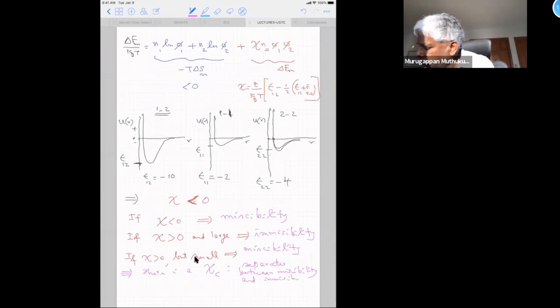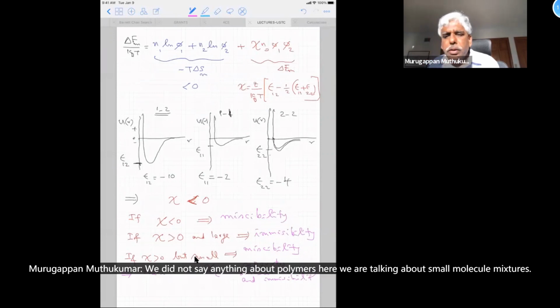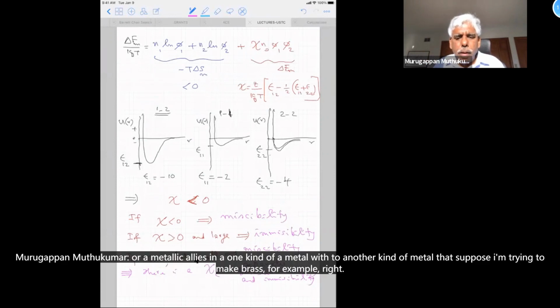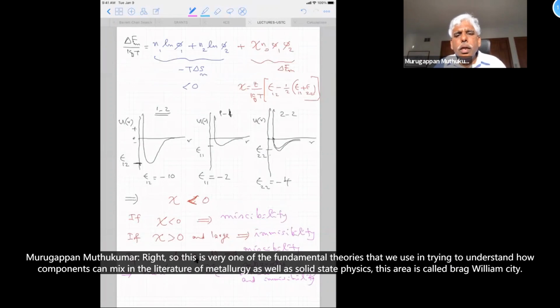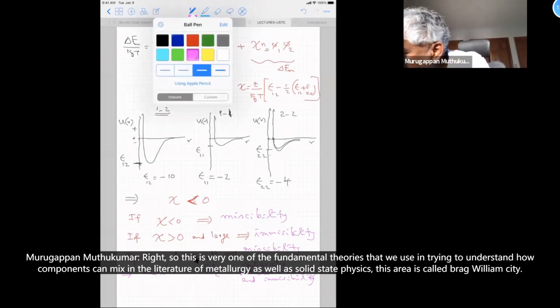Please notice, we did not say anything about polymers here. We are talking about small molecular mixtures or metallic alloys. One kind of metal with another kind of metal. Suppose I'm trying to make brass, for example, right? So this is one of the fundamental theories that we use in trying to understand how components can mix. In the literature of metallurgy, as well as solid state physics, this theory is called Bragg-Williams theory.